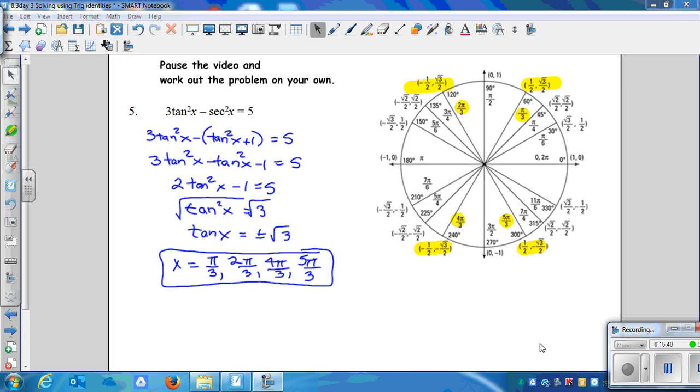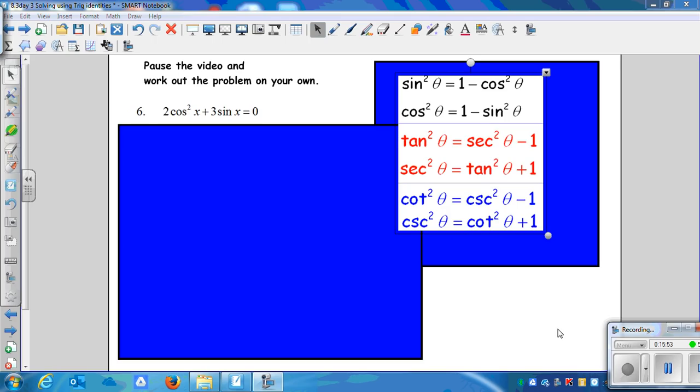Number 5 has 4 solutions: pi over 3, 2 pi over 3, 4 pi over 3, and 5 pi over 3. Number 6, pause the video again and work out this problem on your own as well. When you finish, unpause the video and check your answer.